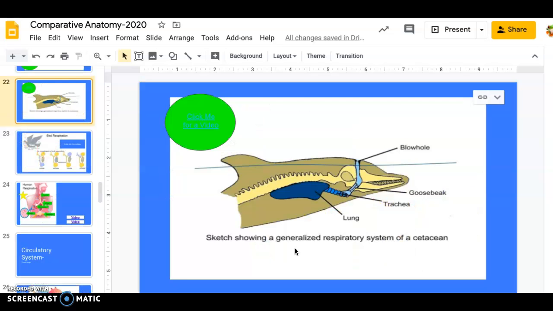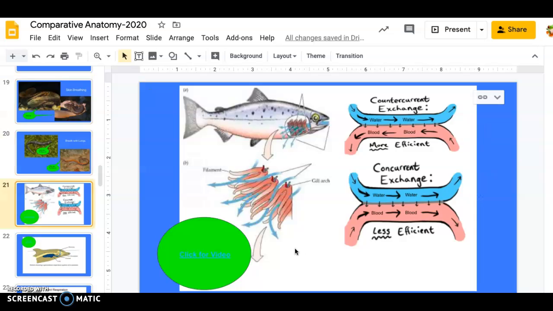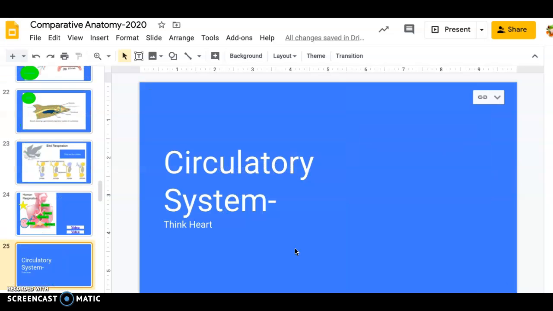The past few days we've been talking about how things breathe, and let's talk about kind of an adjacent thing, and that's how we move that oxygen around in our bodies, and that's through something called the circulatory system. This is slide number 25 in your notes.